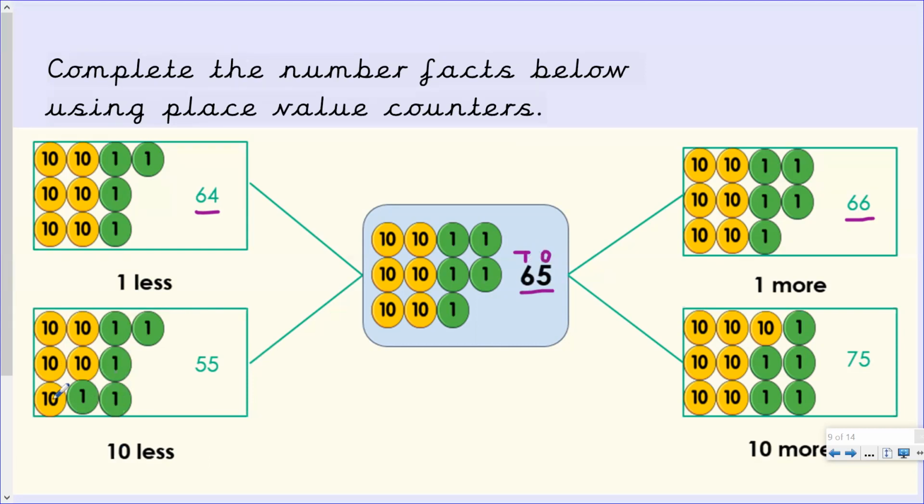need 5 tens. And similarly, to find 10 more than 65, which column would I look at? I would look at the tens column to find 10 more. So what's 10 more than 65? 75. What do you notice about the ones column? The ones column has stayed the same. And instead of 6 tens, now I need 7 tens.